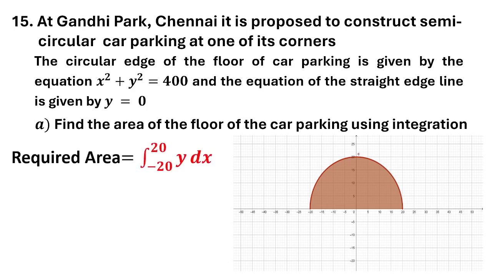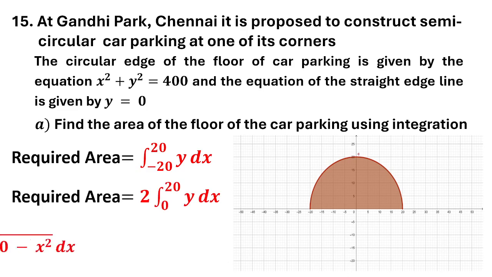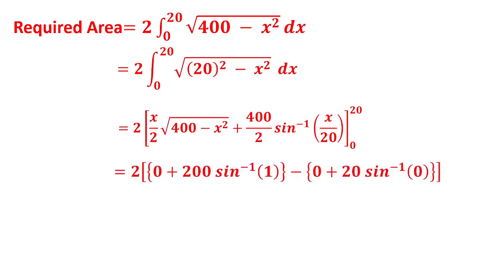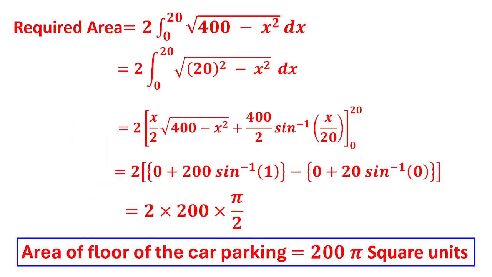I have shown both of them over here, minus 20 to 20 y dx, which is nothing but twice 0 to 20 y dx, because the area is symmetric about the y axis. Very simple now. Root 400 minus x square. We are using the formula for a square minus x square: x by 2 into root a square minus x square plus a square by 2 sine inverse x by a. Please concentrate on this formula because it is highly used when you do integration involving circle and ellipse. I have substituted, and sine inverse 1 is pi by 2, sine inverse 0 is 0. I am getting 200 pi square units.